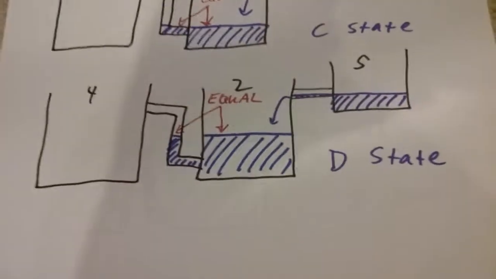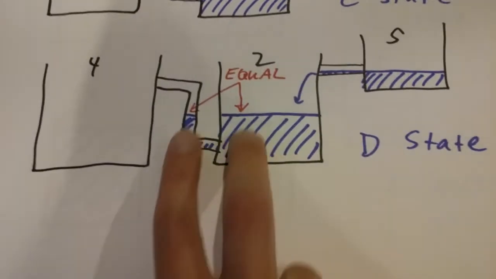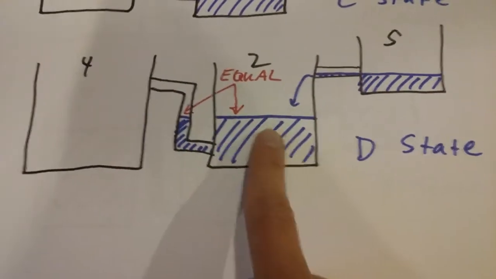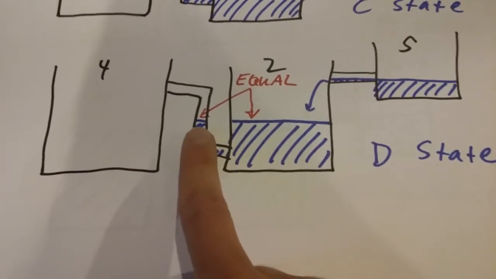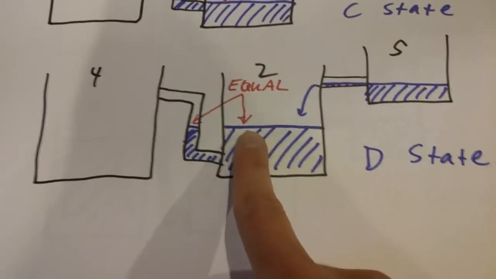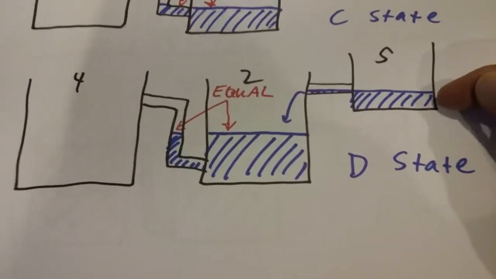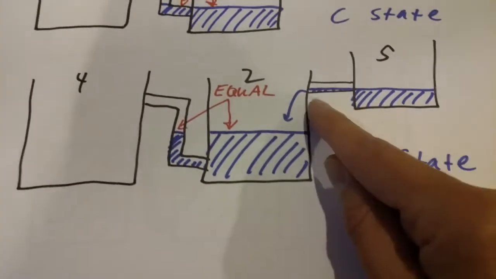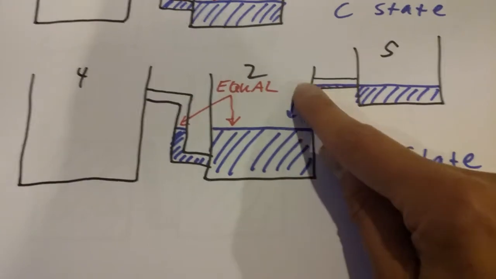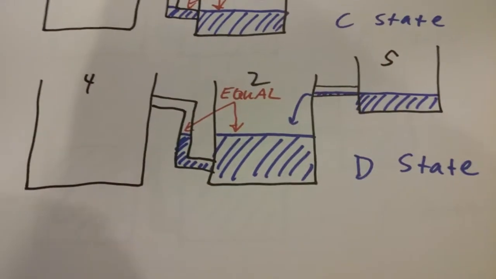And so we see D state, where the water has filled up to this point, and the water in tank 2 and the water in the tube leading to tank 4 are at the same level as each other. They are equal. This water over here is still higher than either of those, so it continues to freely flow through this transition tube into tank 2.